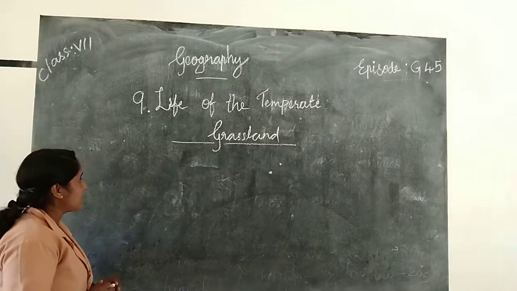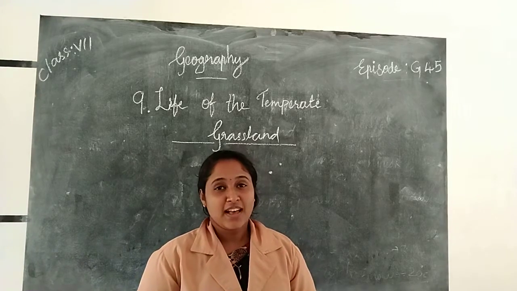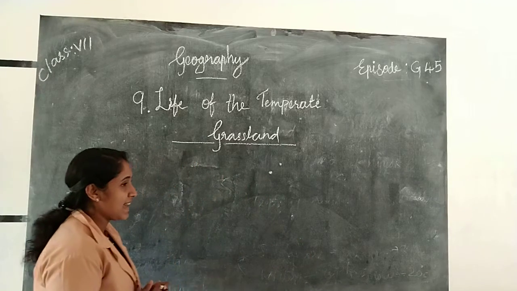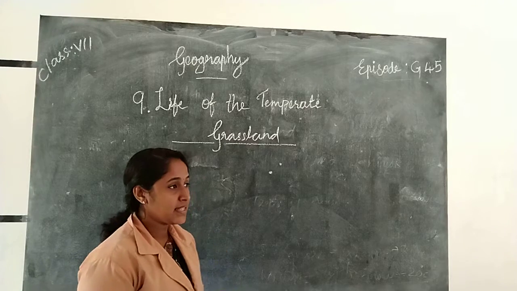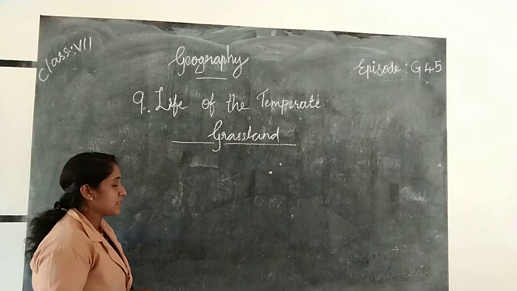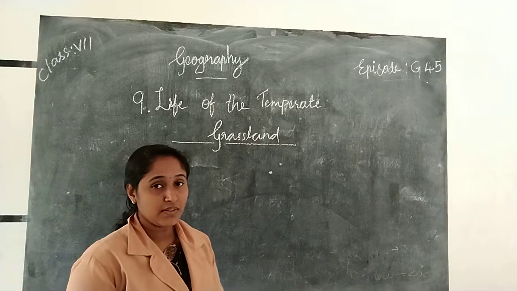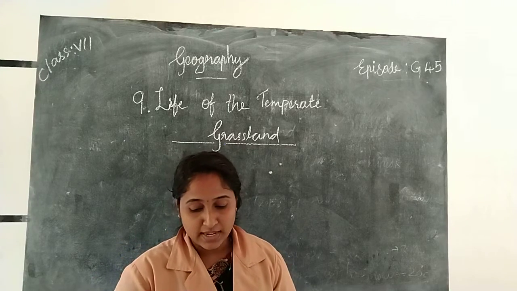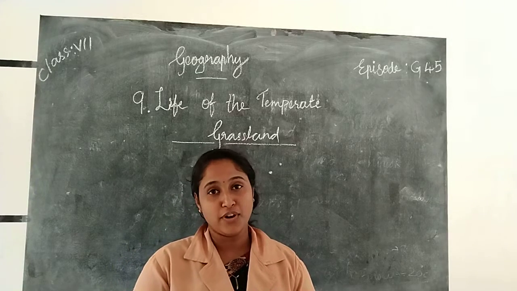Our ninth chapter, Life of the Temperate Grassland. In the previous class, we discussed what we mean by grassland, the types of grassland, the prairies, their features, and the climatic conditions of the prairies. Today we are going with the next concept, that is flora and fauna.